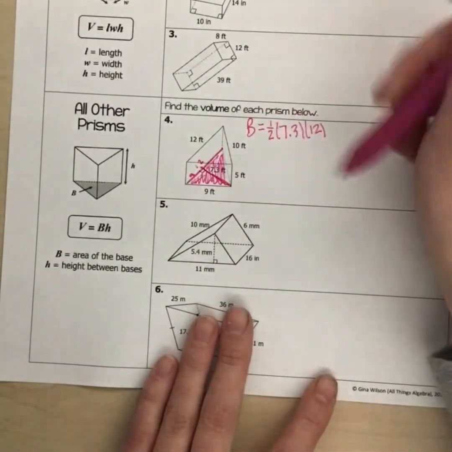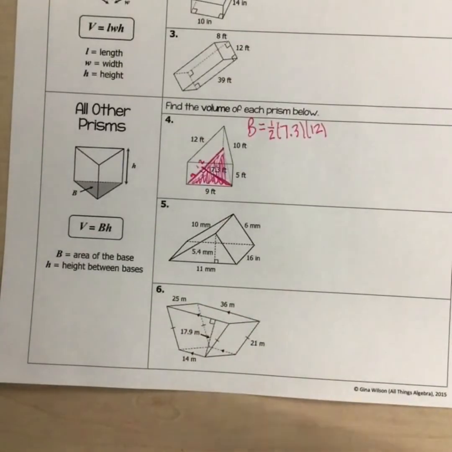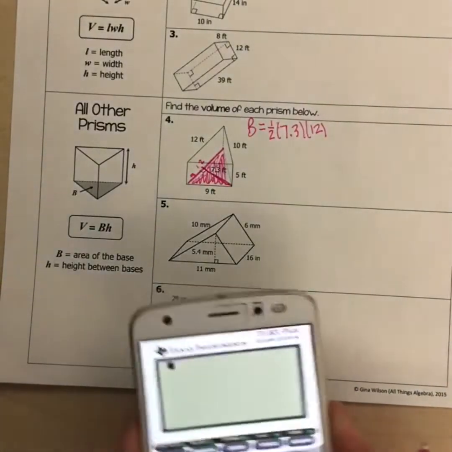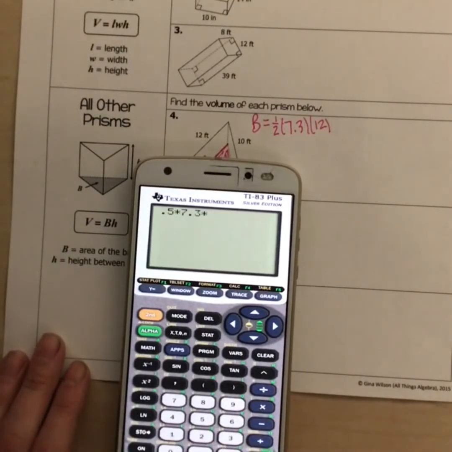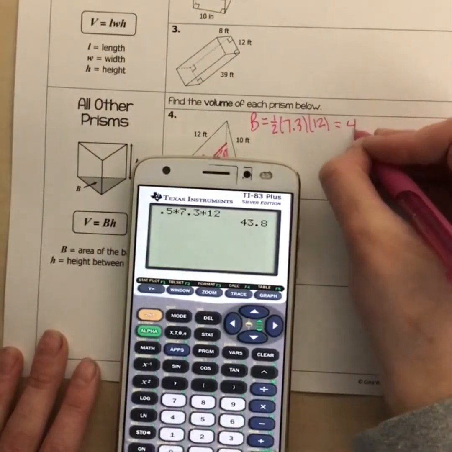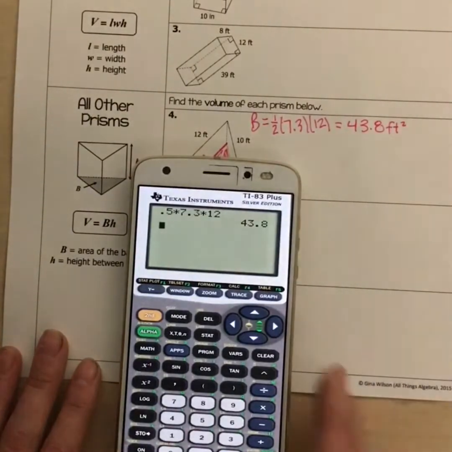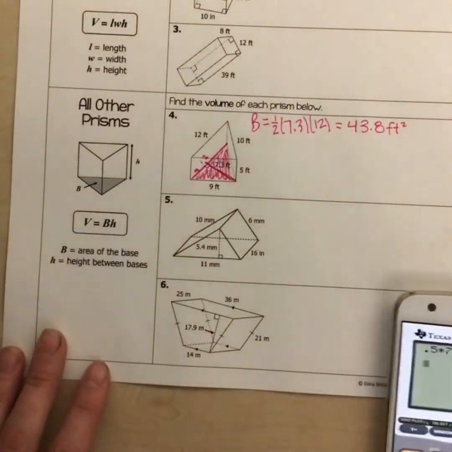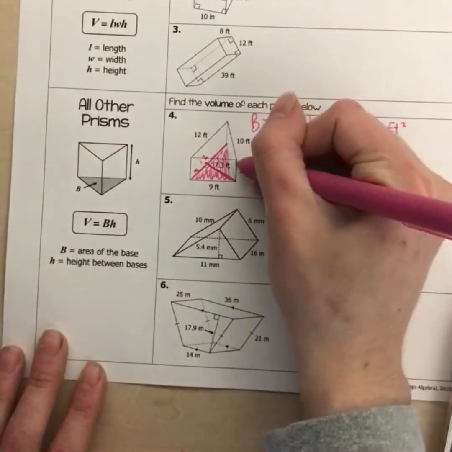So now for this triangle here, we would plug that in for our calculators. And we would have 0.5 times 7.3 times 12. And so our base would give us 43.8, and that is feet squared, just so that we're keeping track of all of our units. And now we're going to multiply that by the height between our two bases.